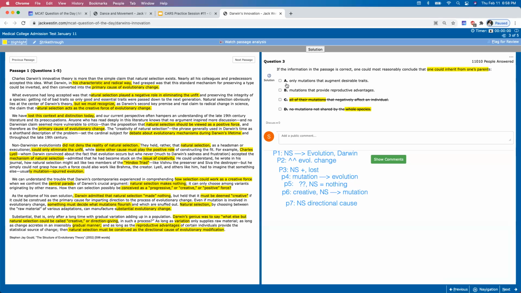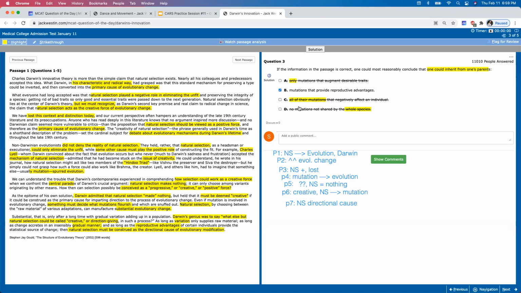Going between A and B, the one that's going to be better is not going to be super extreme. Only mutations that augment desirable traits is really extreme by saying we only get the positive ones. But reproductive advantages is mentioned in there, and natural selection was the one. As long as reproductive advantages provide that change, natural selection will cause that evolutionary modification. So you can conclude that you can inherit that because those changes are going to go through.